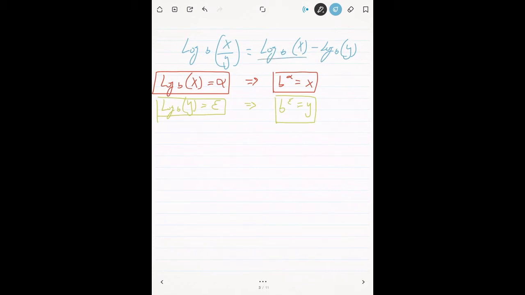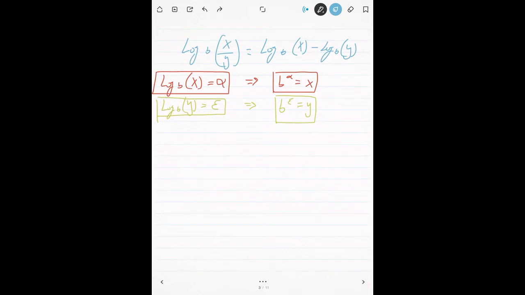We start by taking log base b of x is equal to, and I'm going to say that's equal to alpha, okay? I don't know what log base b of x is equal to, right? But I know it's got to equal something. It's going to be some number. So I just say that's alpha, and I say log base b of y is equal to epsilon. Again, I don't need to know specifically what they equal. I just need to have some representation of it.